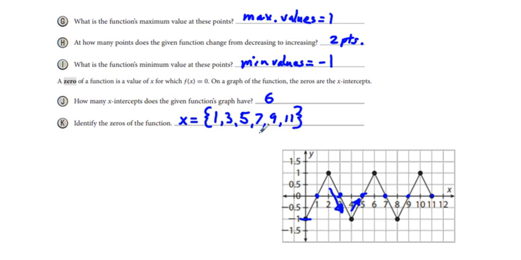Roots, solutions, x-intercepts, zeros, related. Okay, I'll just write this down here. Roots, solutions, x-intercepts, zeros. Solutions has a slightly different meaning, but these other three are synonymous: roots, x-intercepts, zeros. Okay, let's go on here.